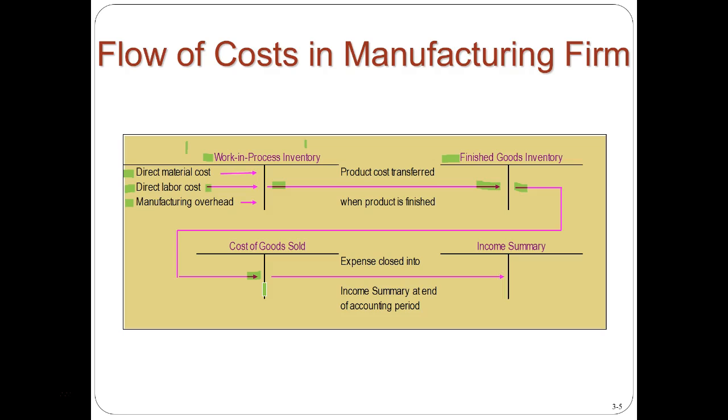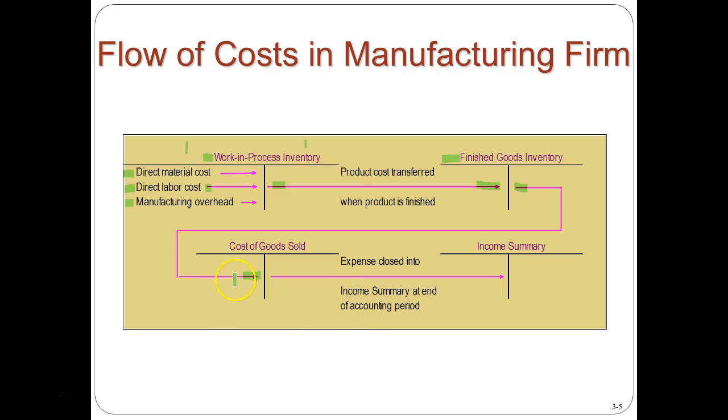So when we sell the finished goods, remember what we're going to do is we're also going to record sales, which we're going to credit sales, and we're going to debit like accounts receivable or cash. And then we're also going to debit cost of goods sold as well, and credit inventory, in this case finished goods inventory.